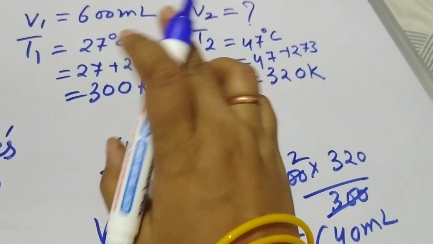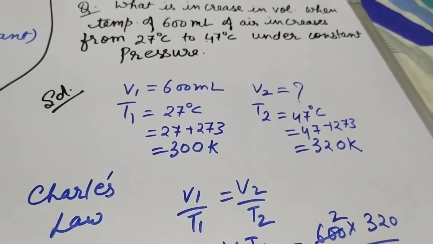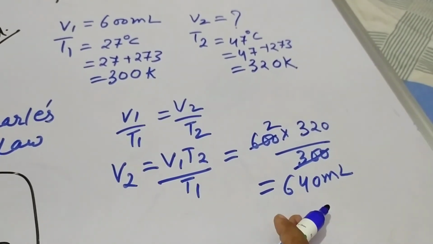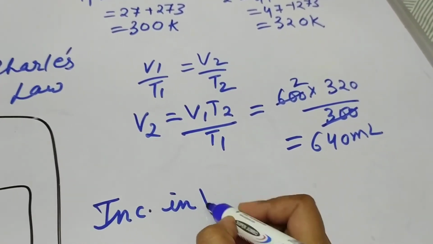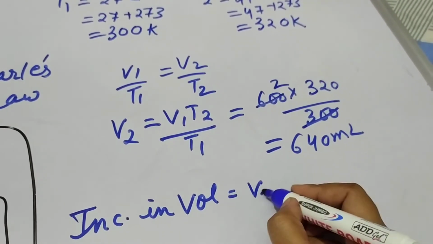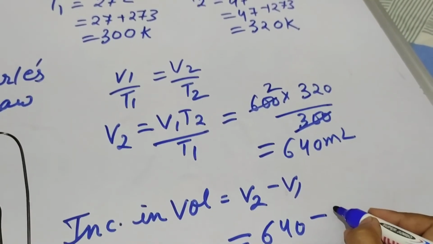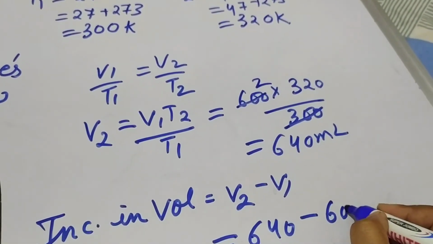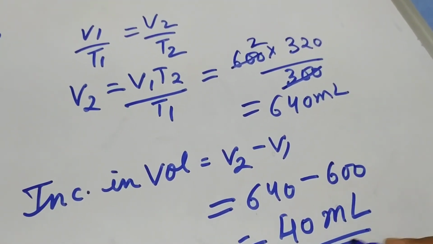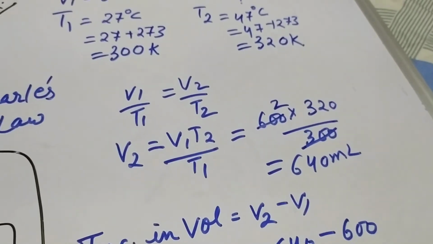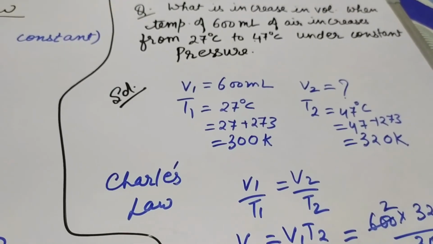The unit will be the same on both the sides. So we have got V2 as 640 ml, but here they have asked what is the increase in volume. They have not asked the final volume, they have asked the increase in volume. So increase in volume will be equal to V2 minus V1, that is final minus initial volume, that is equal to 640 minus the initial volume, which was 600 ml. So you will subtract both the volumes and you will get 40 ml. So this is the increase in the volume of air on increasing the temperature from 27 to 47 degrees Celsius.